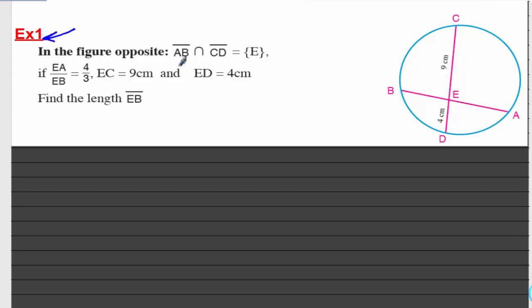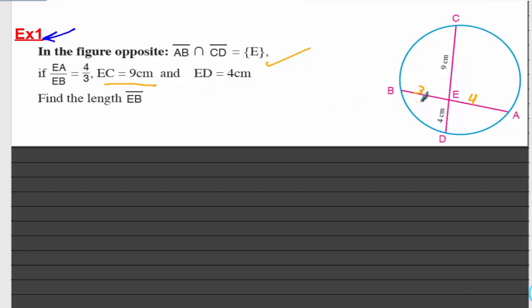In the figure opposite, we have line segment AB. It is a chord here, AB intersect CD equals E. And we have EA over EB equals 4 to 3. Here the ratio is 4 to 3. And EC equals 9 centimeters. Also ED equals 4 centimeters. Find the length of EB.